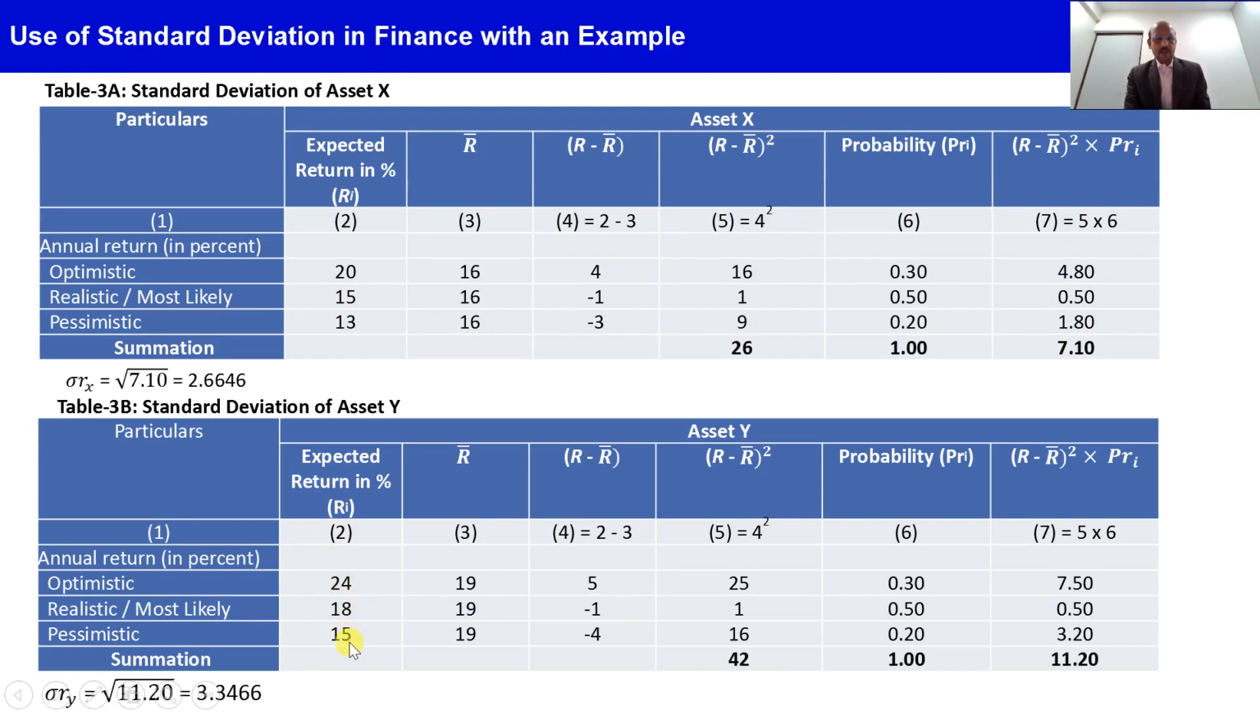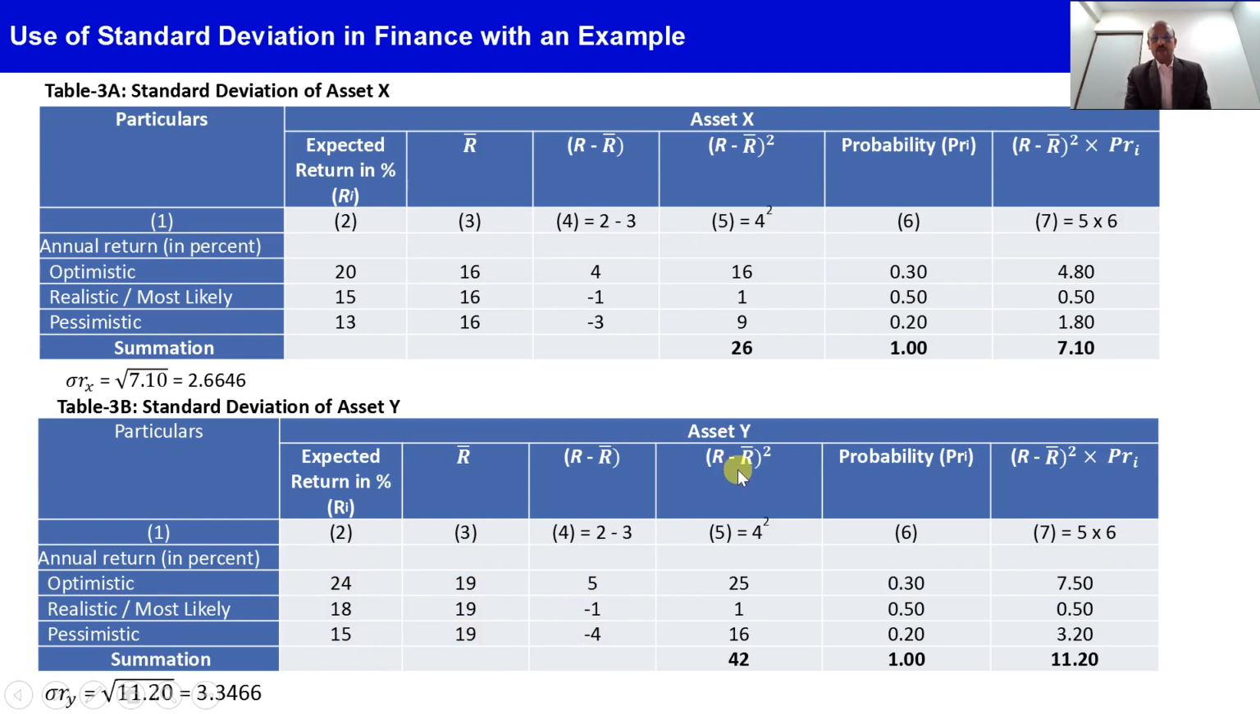Similarly, let's do an example with asset Y. Let's say asset Y has an optimistic return of 24%, realistic return of 18%, and pessimistic return of 15%. So the average of these three data values in this set is 19%. So 19% becomes the R bar, that is the expected return. And when we take the variation between the individual value and the expected value, it is +5 here, -1 here, and -4 here.